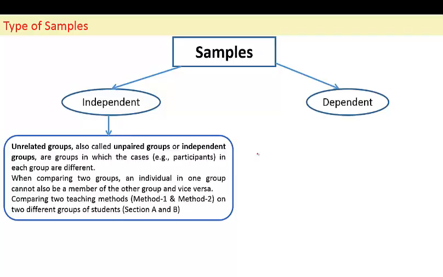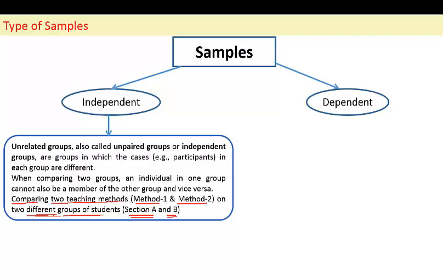So let us go through the introduction to independent samples. We will start from an example. Look at the bottom: comparing two teaching methods, method 1 and method 2, on two different groups of students. Remember, two different groups of students. This is really important: section A and section B. Method 1 may be tested on section A, and then method 2 may be tested on section B. The students in section B and the students in section A are not the same. This is really important here.